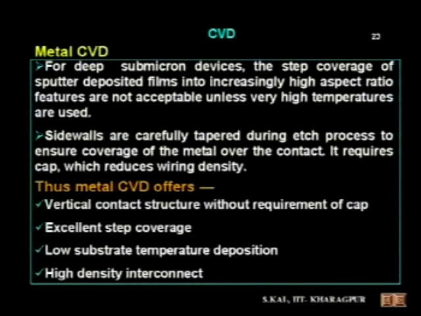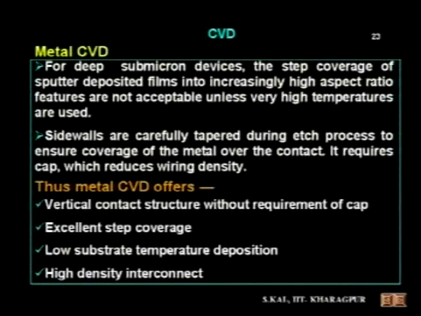High density interconnect is possible. These are the key features of metal CVD: vertical contact structure without requirement of a cap, excellent step coverage, low substrate temperature deposition, and high density interconnect. These are the features.